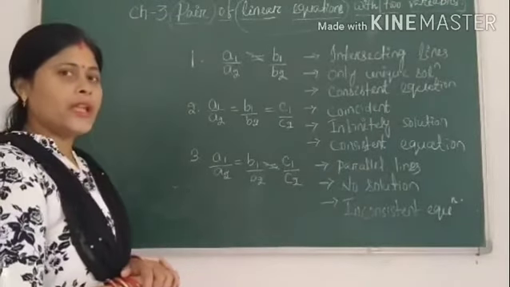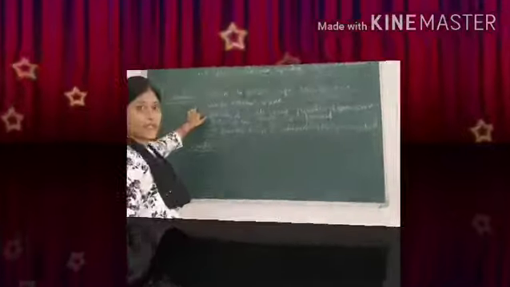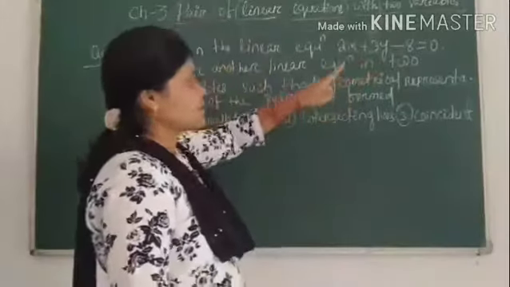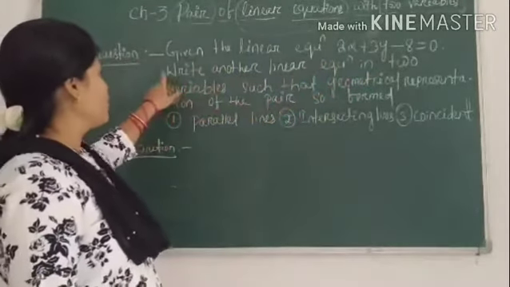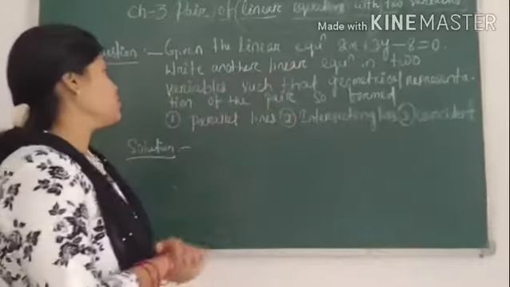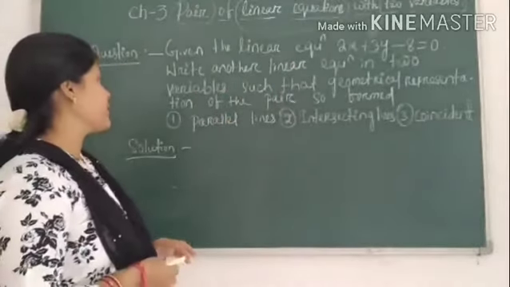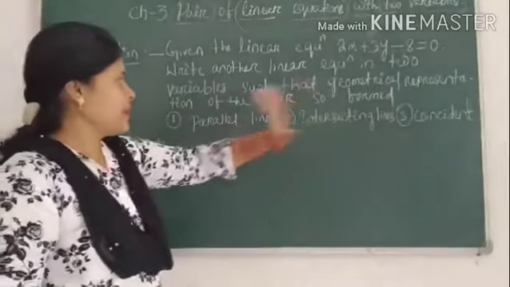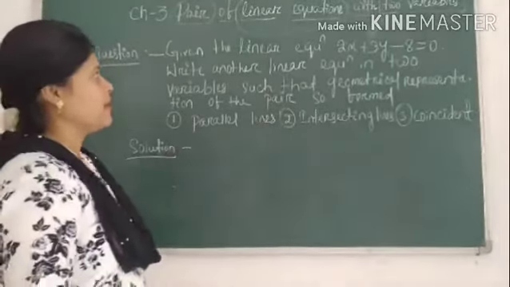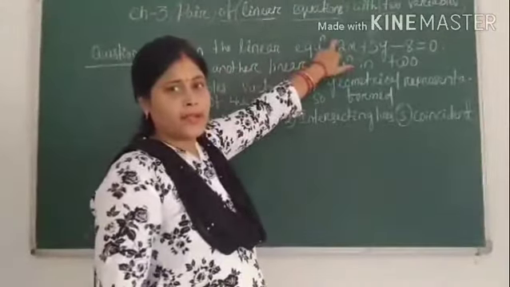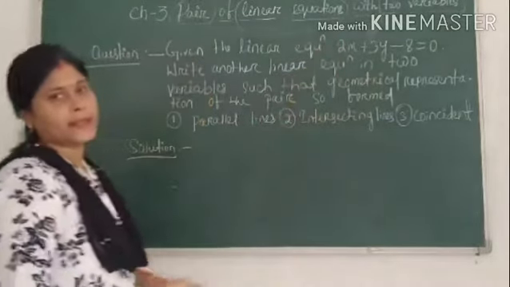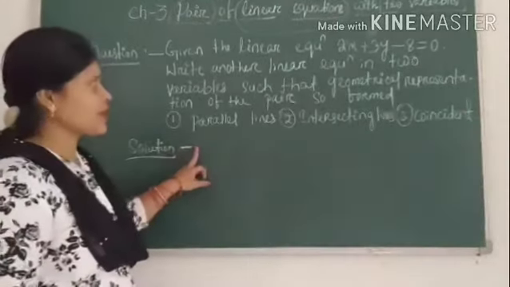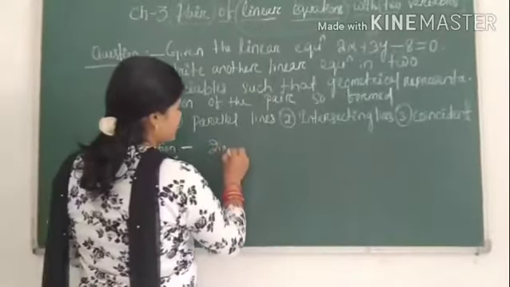Hope you understood. If you understood, let's solve a question. Your question is: given the linear equation 2x plus 3y minus 8 is equal to 0, write another linear equation in two variables such that the geometrical representation of the pair so formed is as required. First, here I am getting three conditions and only one equation is given to you. So you have to find another equation. So here I am going to start. First of all, I have to write the equation.